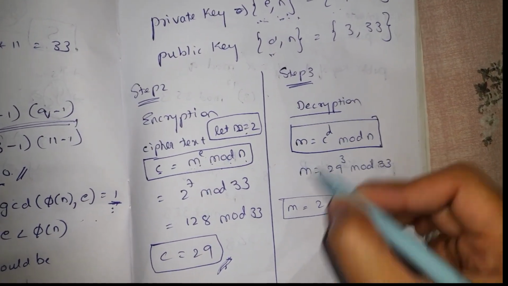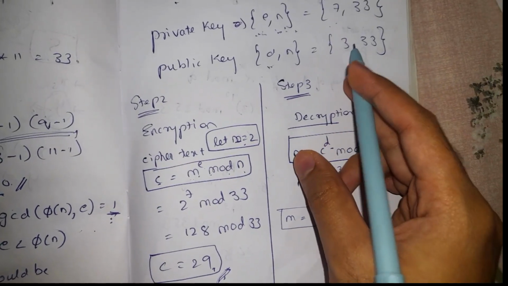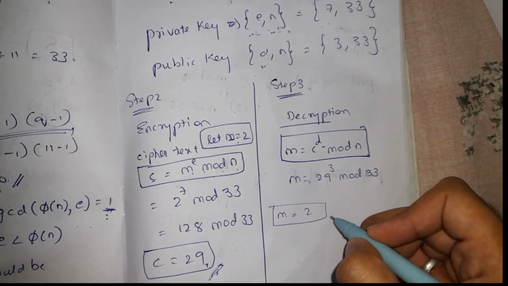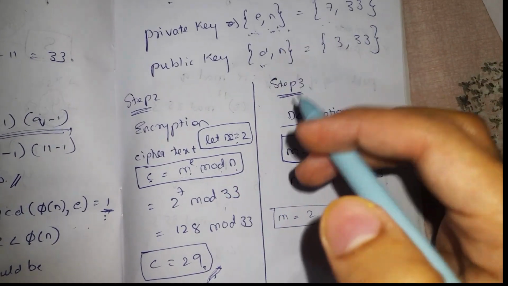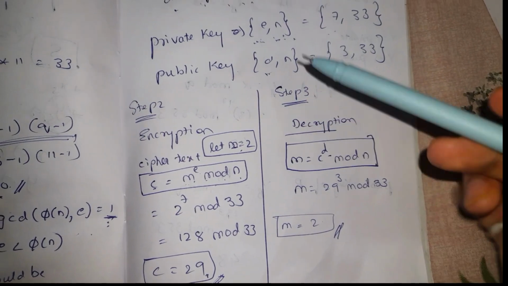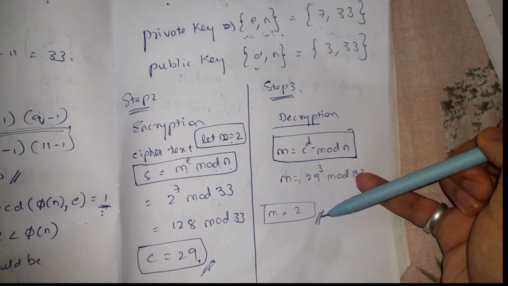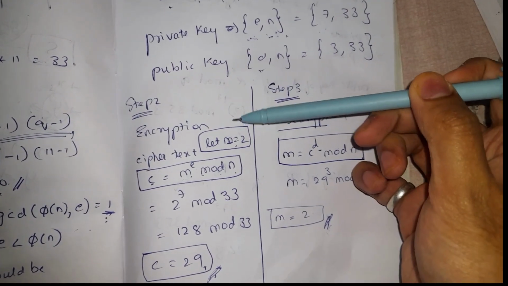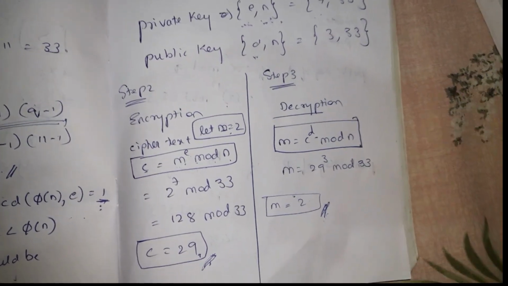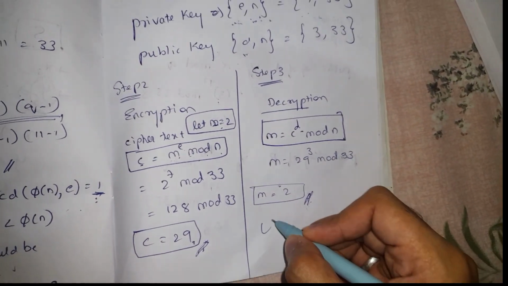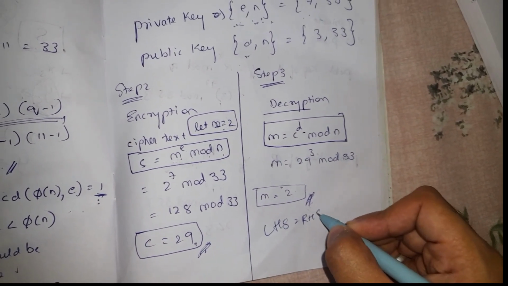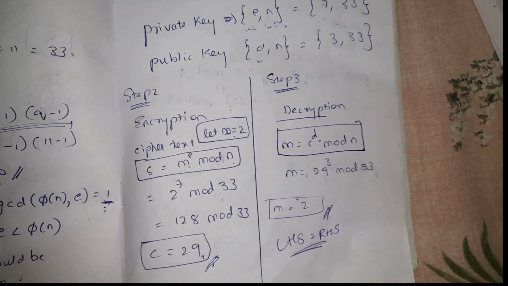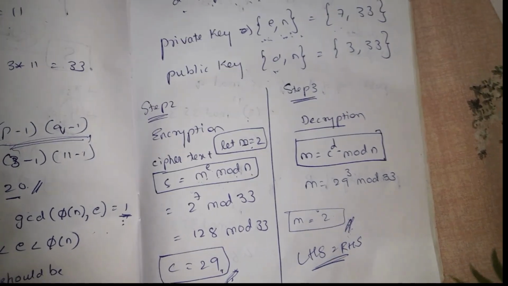In the same way, this is the formula for decryption: C power d mod n. We have ciphertext as 29, d as 3, and n as 33. If we simplify it, we will obtain our initial plain text. So when will you say that we have performed these steps correctly? You should get the initial plain text after performing the decryption as well. In simple terms, LHS equal to RHS. If you get LHS equal to RHS, then you can say that we have performed the steps correctly.